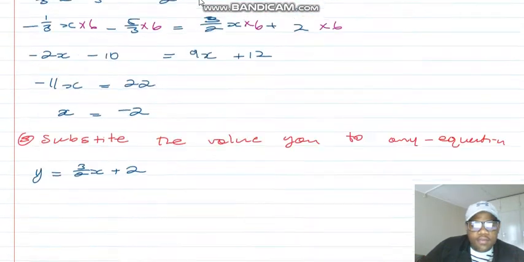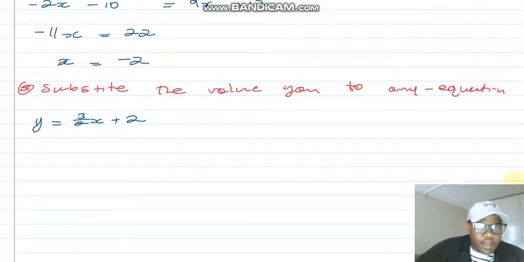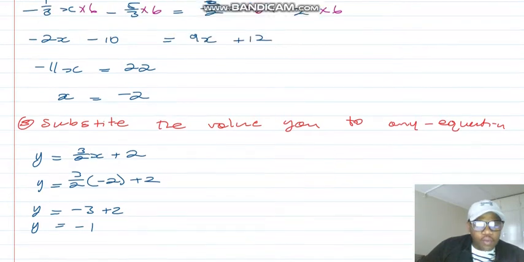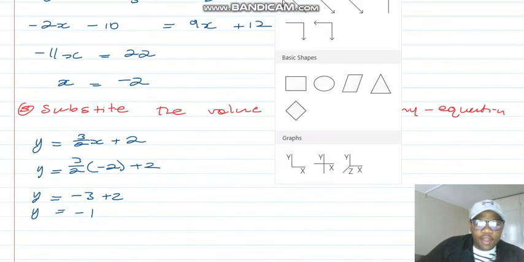Yes, that's fine. So I'm going to substitute my x value there. So that's 3 over 2 minus 2 plus 2. And what am I going to get? That's going to be negative 3 plus 2. So my y would still be negative 1, right? Which is what we've found when we're using a different method.